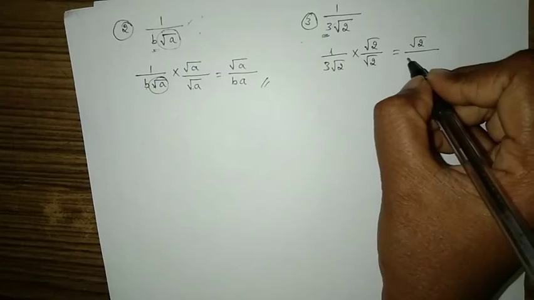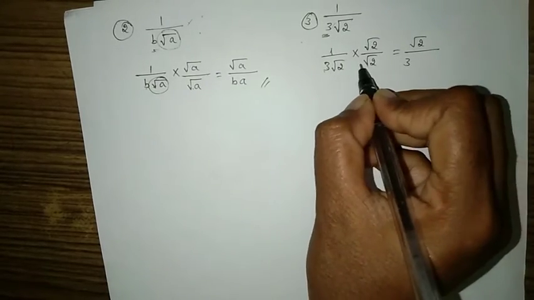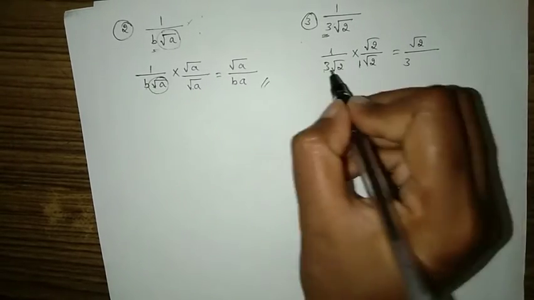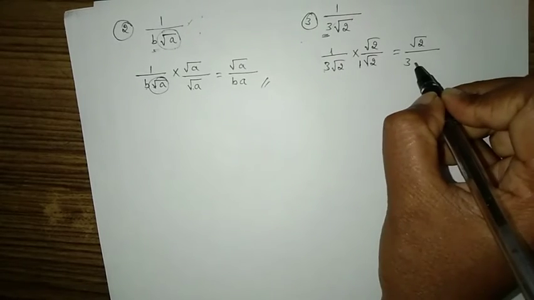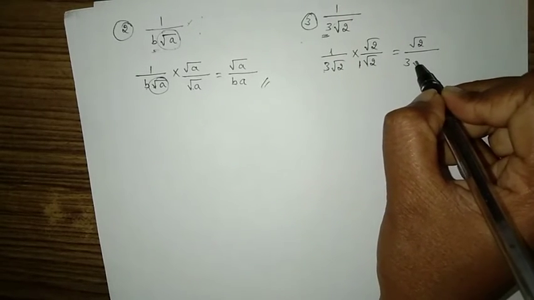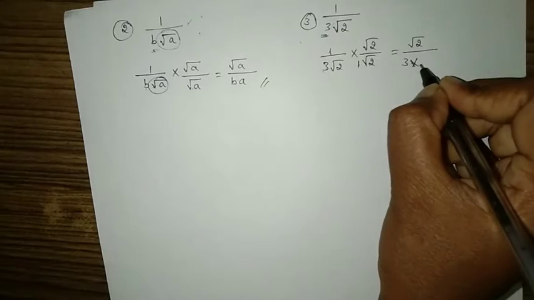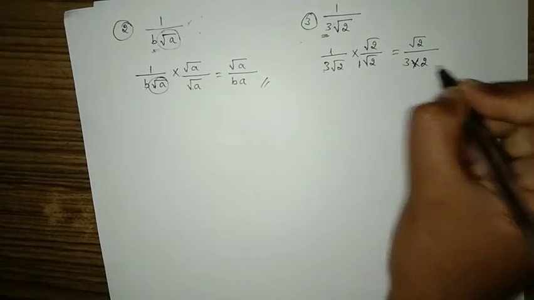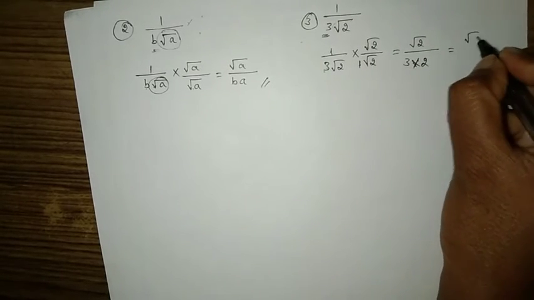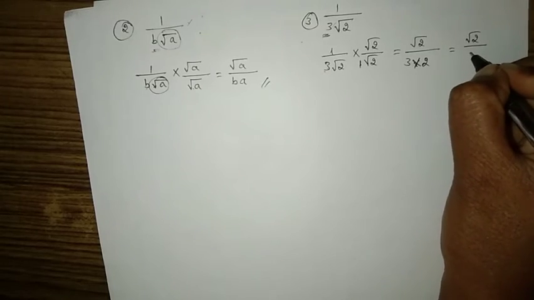Good. 3 as it is, because there is no root term. 3 ones are 3. So root 2 into root 2 becomes 2, so in the denominator 3 into root 2 into root 2 becomes 3 into 2. That is root 2 divided by 3 2s are 6.